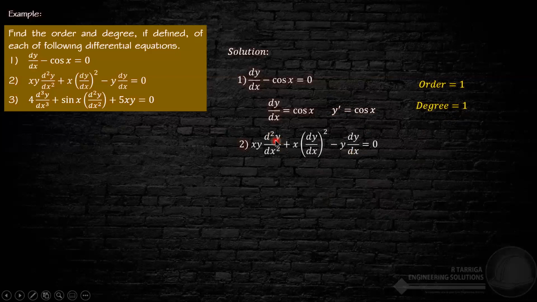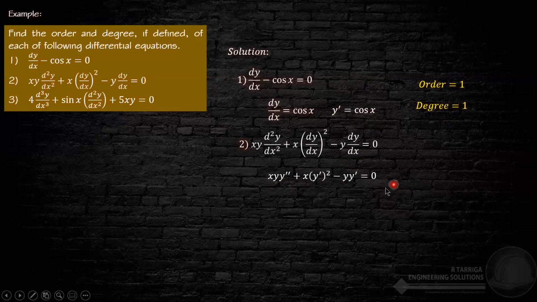xy times d squared y over dx squared plus x quantity dy over dx quantity squared minus y dy over dx is equal to 0. So if you will simplify that one into y prime, y double prime terms, so this will become y double prime because this is a second derivative. This is a first derivative, tapos is square lang siya. And this is y prime also. No? So that would be like this one. Okay? So I hope that is very clear.